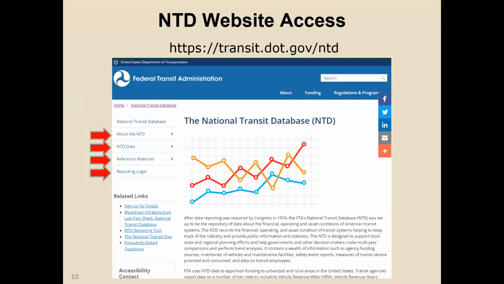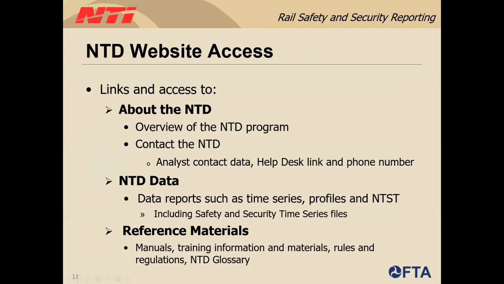This is a screenshot of the National Transit Database homepage on the Federal Transit Administration website. On the left are several links indicated by the red arrows that we will discuss on the coming slides. The first of these links is the About the NTD section, which contains an overview of the NTD program, contact information, and help desk contact information.